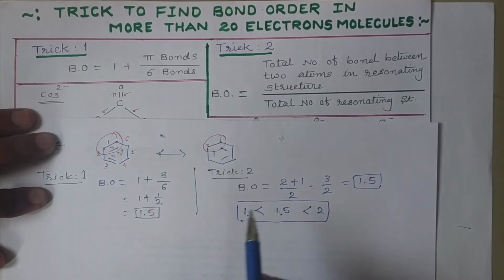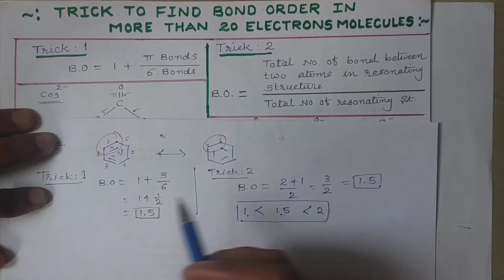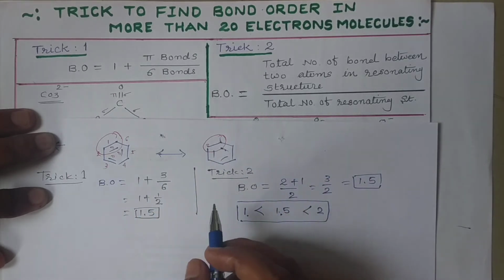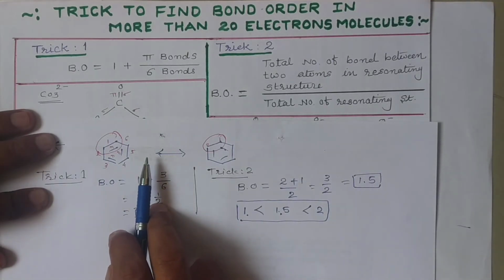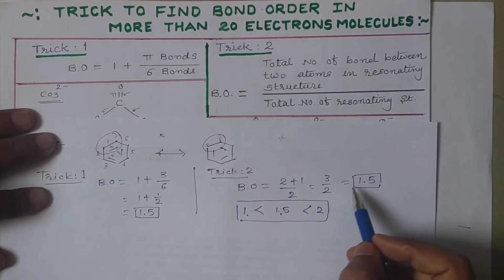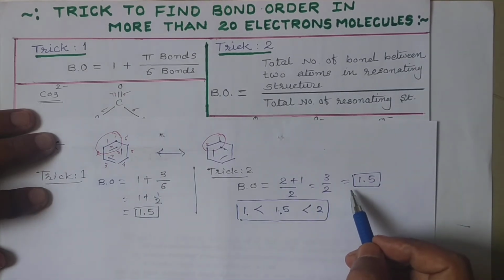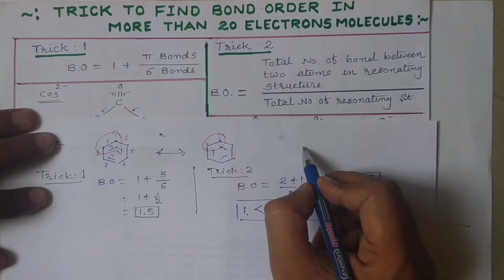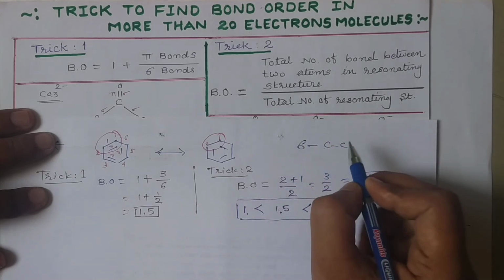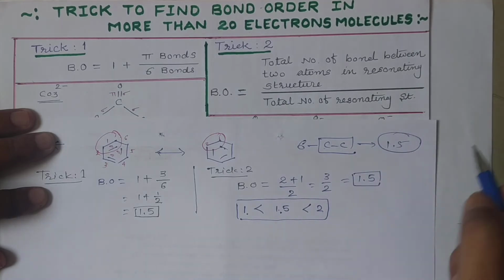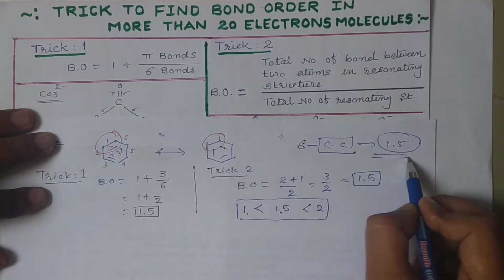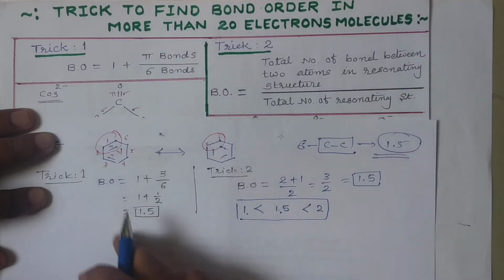So what happened here? Single bond and double bond are both converting into each other. So in the resonating structure we obtain a bond order of 1.5. We derive the conclusion: in benzene, all the 6 C-C sigma bonds have bond order 1.5. All the C-C bonds are 1.5. This is the average of 1 and 2.